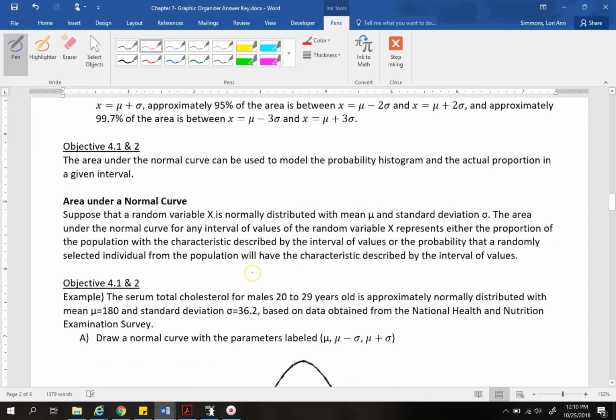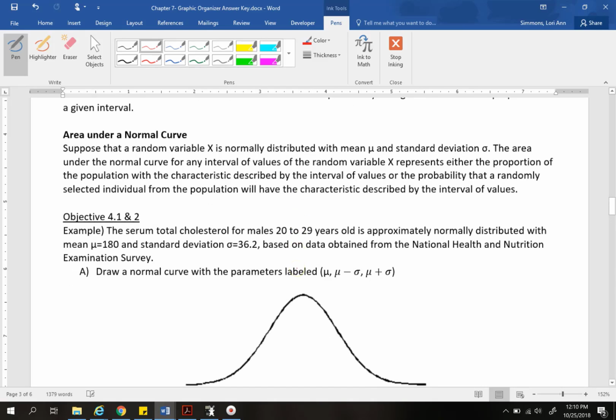The area under the normal curve can be used to model the probability histogram and the actual proportion in a given interval. So we're going to work on that next.